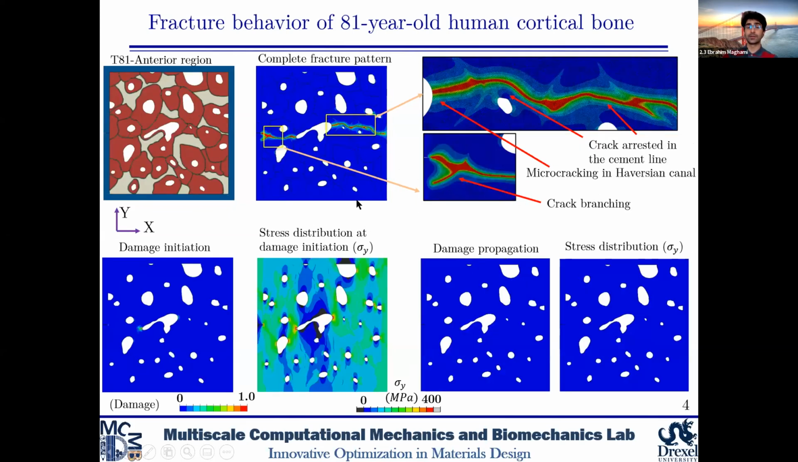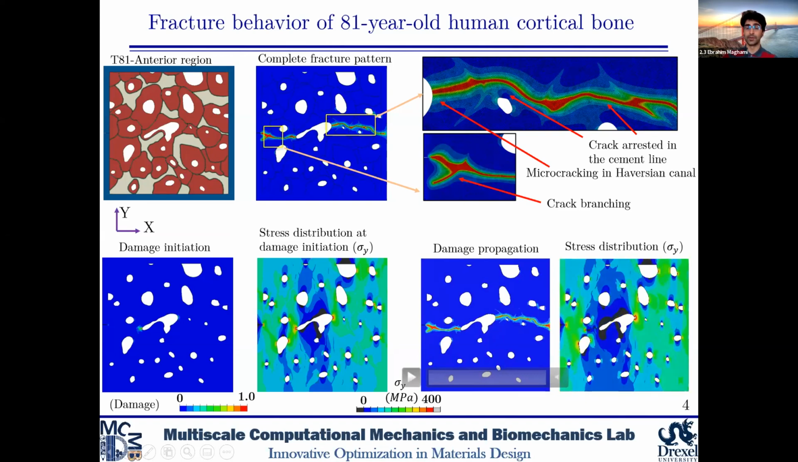However, in the 81-year-old model, we are seeing some different crack propagation. Because of this Haversian canal, which has an abnormal feature, the crack started from this spot, and simultaneously another crack started from the other side of the void. The crack propagates through the cement line, and the stress is released. Here we also see the crack arrested in the cement line, micro cracking in the Haversian canal, and crack branching in the cement line part.